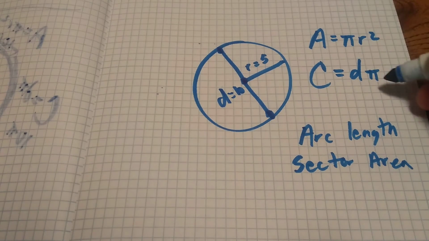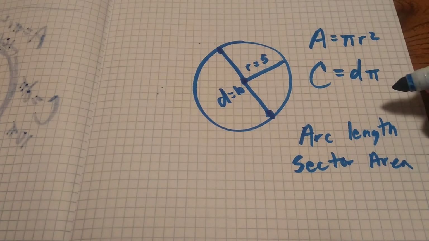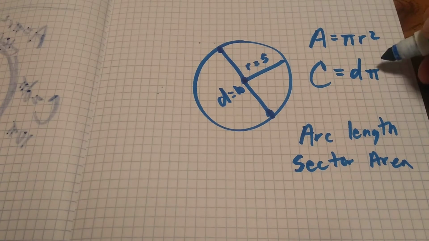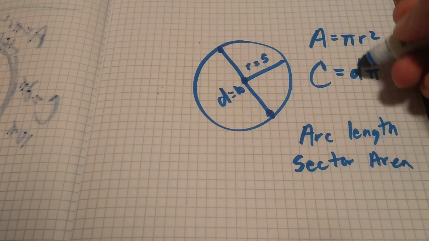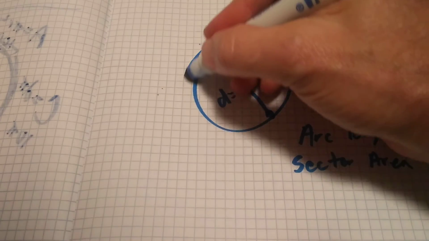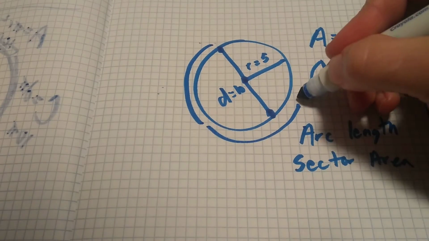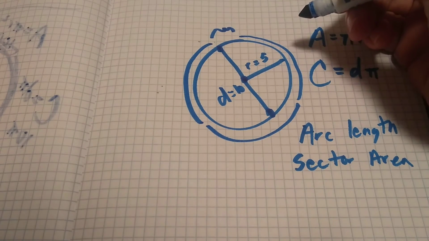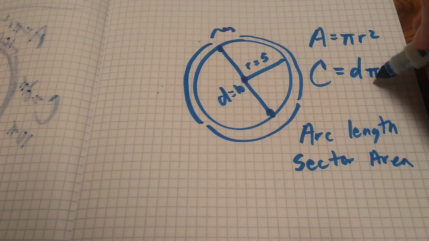We use pi to figure out the area and circumference, and the reason we do this is because pi is a relationship specifically for the diameter. If I take the diameter, I can fit 1, 2, 3 diameters and a little bit more, and this is where pi comes from. It's the little bit more.